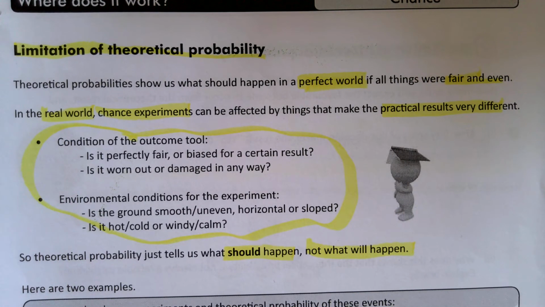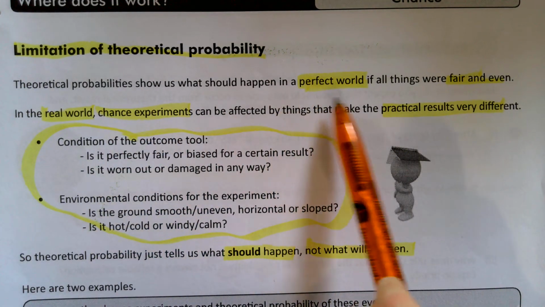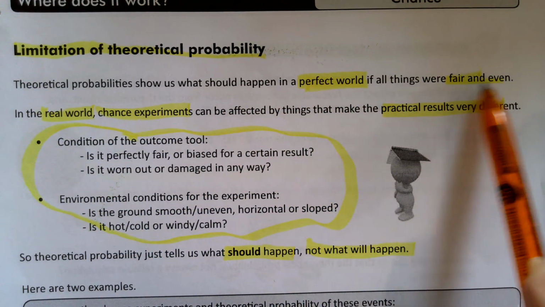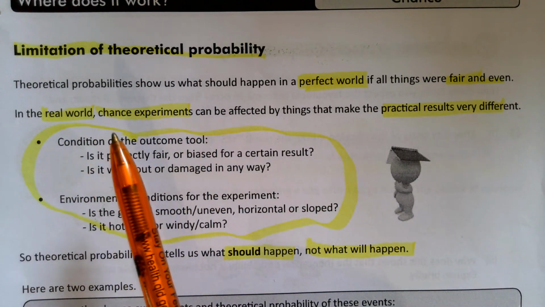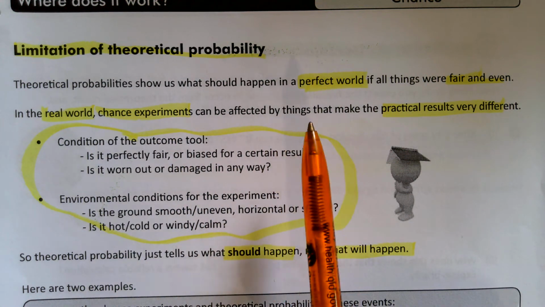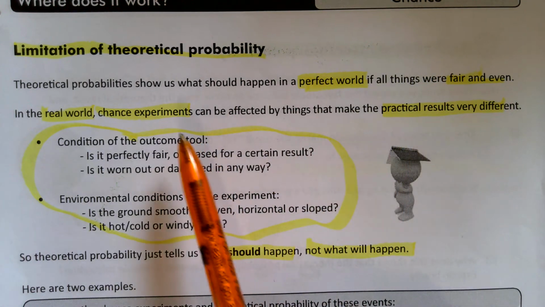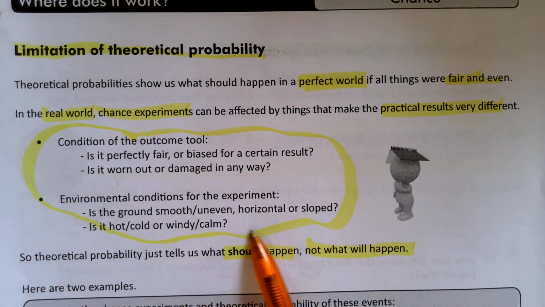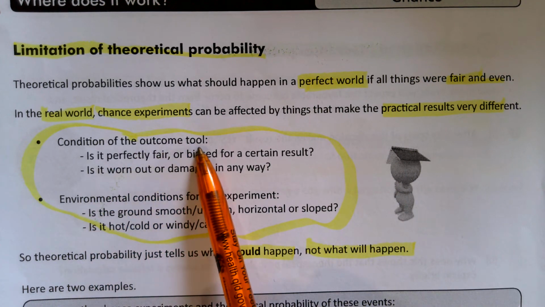There are limitations to theoretical probability. That's what's telling us about a perfect world where everything's fair and even. In the real world, we call them chance experiments. These things are affected by practical factors, so the results are very different. You need to understand what I've put in this circle here: the condition of the outcome tool.